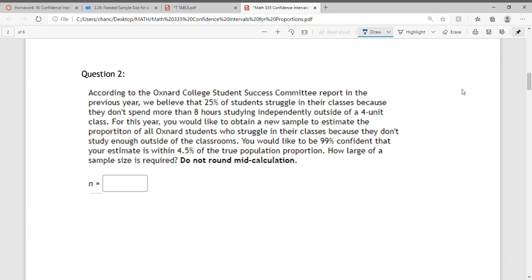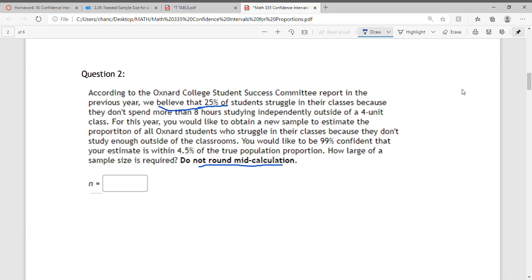Question 2. According to the Oxnard College Student Success Committee report in the previous year, we believe that 25% of students struggle in their classes because they don't spend more than 8 hours studying independently outside of a 4-unit class. For this year, you would like to obtain a new sample to estimate the proportion of all Oxnard students who struggle in their classes because they don't study enough outside of the classrooms. You would like to be 99% confident that your estimate is within 4.5% of the true population proportion. How large of a sample size is required? Do not round mid-calculation.